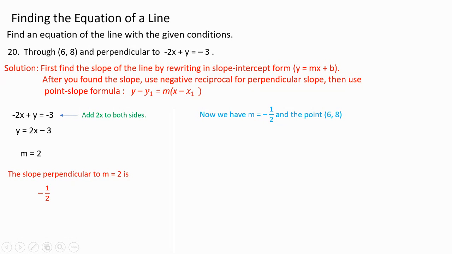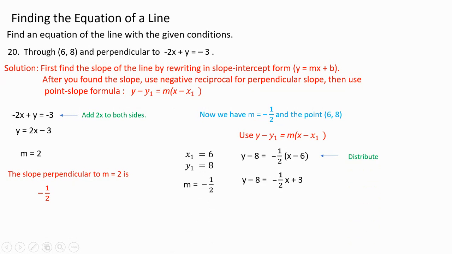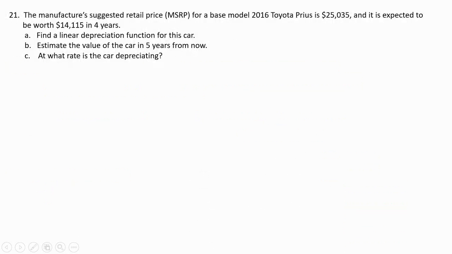So I have my slope, I got my point. My slope is negative 1/2, so we plug it in there. Now y minus 8 equals negative 1/2 times (x minus 6), so now we distribute. So we get y minus 8 equals negative 1/2 x plus 3. Then we can add 8 to both sides. So we get y equals negative 1/2 x plus 11. That's the line. This line is perpendicular to the given line and passes through the point (6, 8). So this is the line that we're looking for.